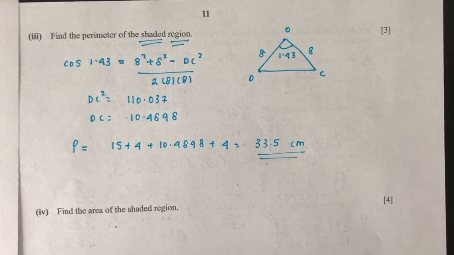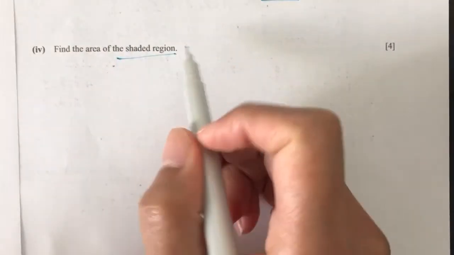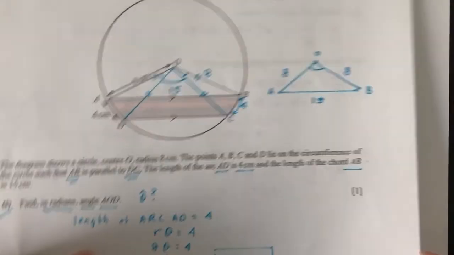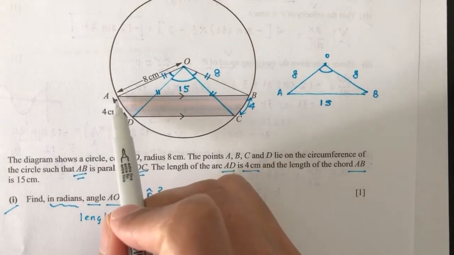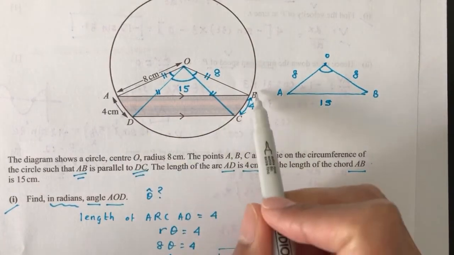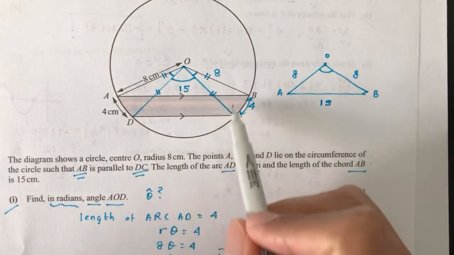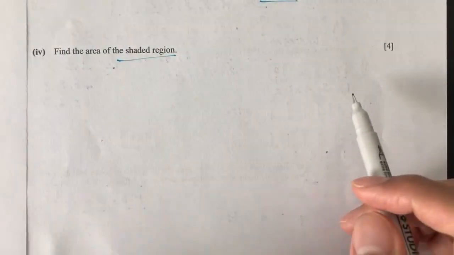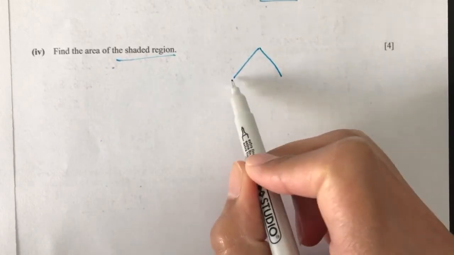Now question part 4, find the area of the region. So how would you find this area? I would first find the area of this segment minus the area of this segment to find this region. So let's draw something here. So we have this point.